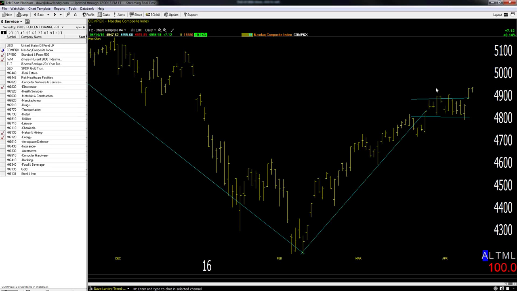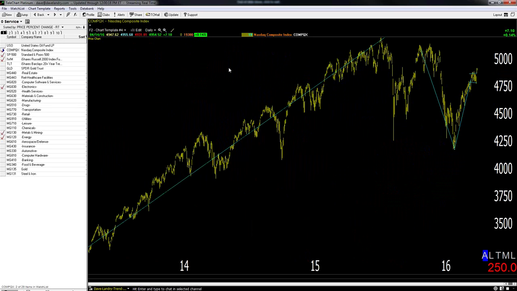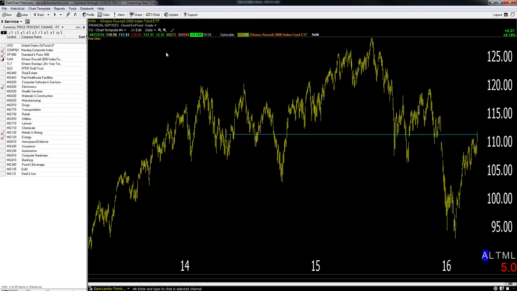NASDAQ broke out of its little short-term range in here. Not a whole lot of follow-through just yet. Like last night, I was telling everybody, I know you're probably sick of me saying let's wait and see what happens, and I'm sick of me saying it too, so you're not the only one. But as a trend follower, it's what you do. You follow along. A lot of times you have to wait for that follow-through in markets and wait for that confirmation. A lot of waiting in this game, by the way.